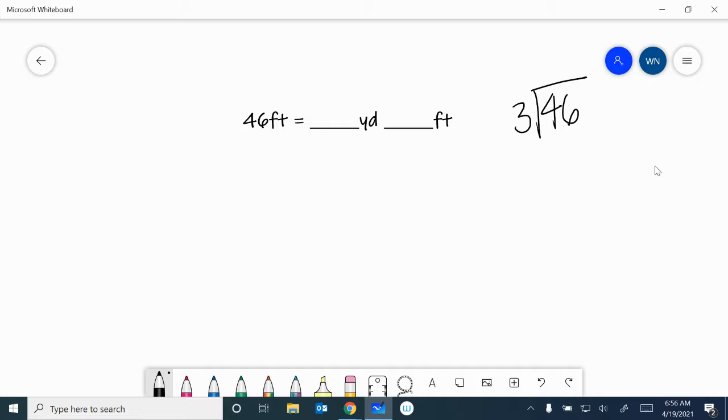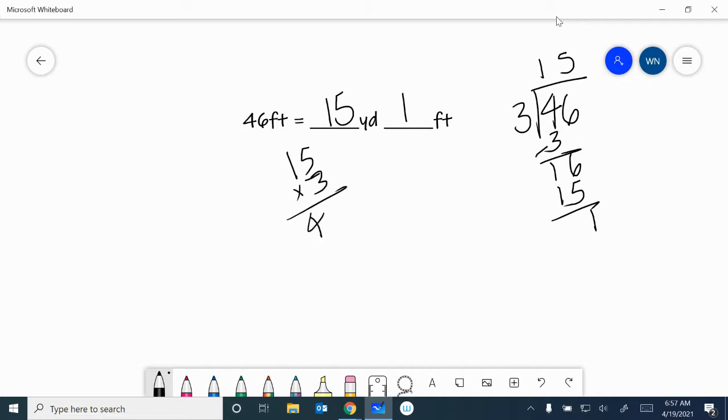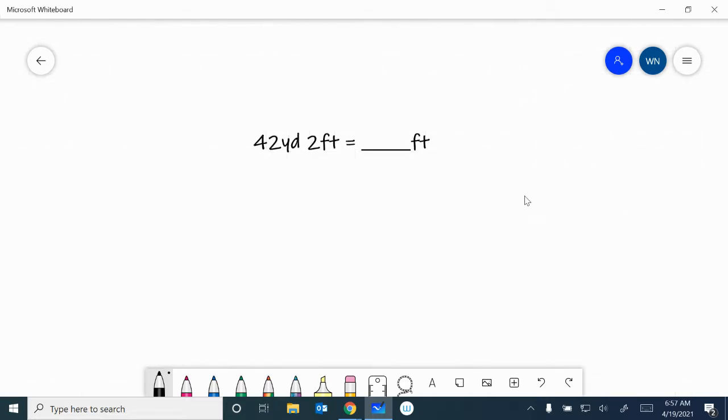So we are going to do 3 and go to 4 one time. That's 3. Bring down the 6. That is 5. So I know that 46 feet equals 15 yards, 1 foot. Again, let's check that. 15 times 3 equals 45, plus the 1 would equal 46. So 46 feet equals 15 yards, 1 foot. Remember, you can always back it up if you need to see the math again.